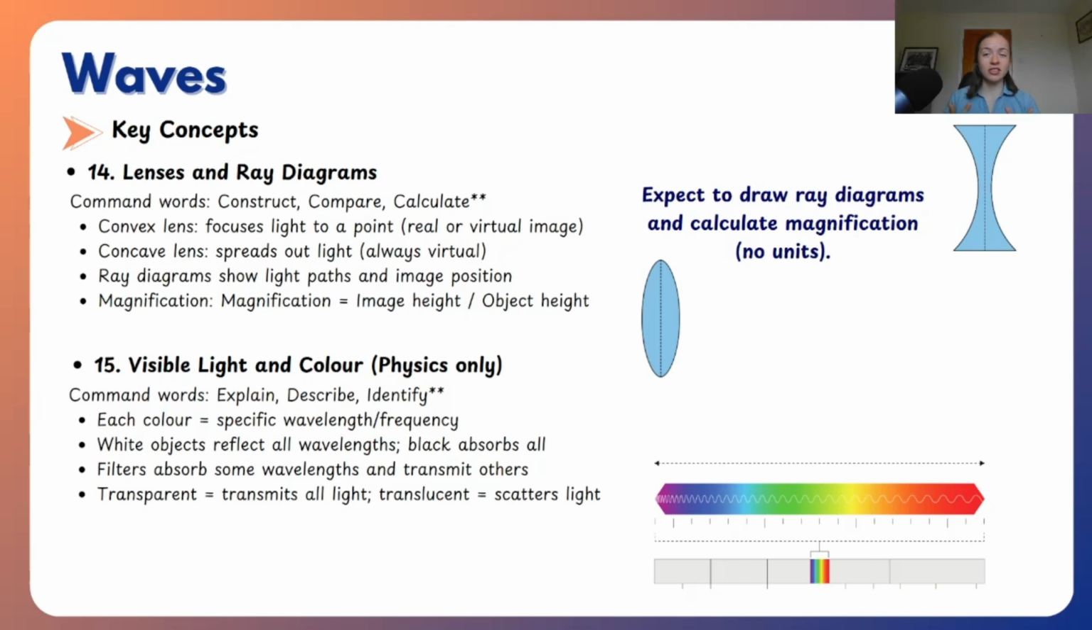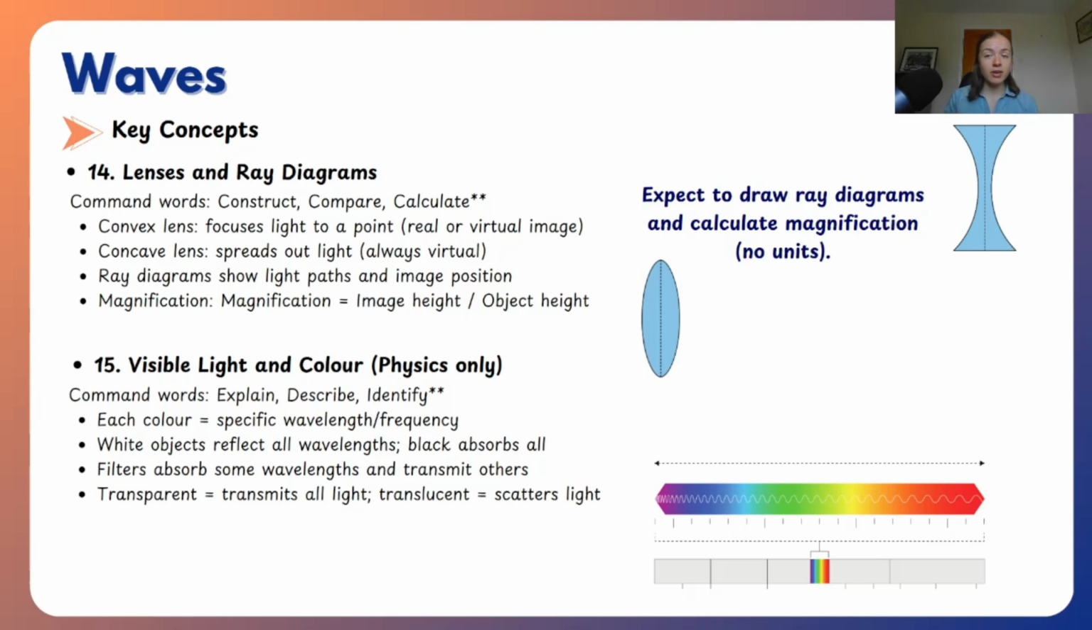So each colour, essentially within the visible light part of the electromagnetic wave spectrum, has a specific wavelength or frequency, as you can see from the diagram to our right. White objects reflect all wavelengths, whereas black objects absorb all, and everything in between is a mixture, essentially. You also need to understand that filters can absorb some wavelengths and transmit others, which is what causes the colour.